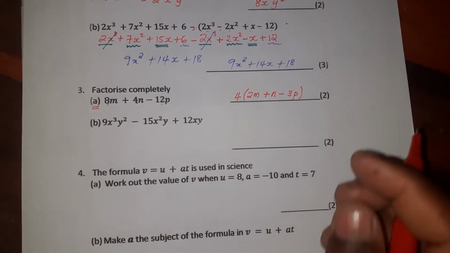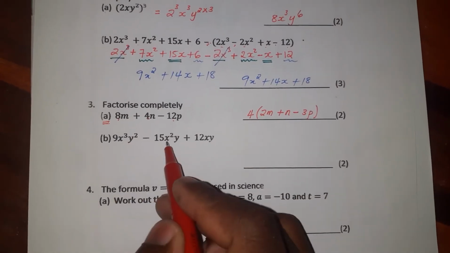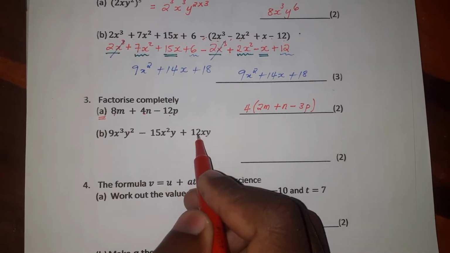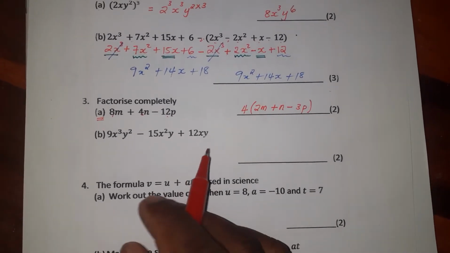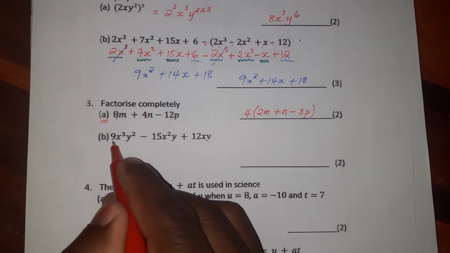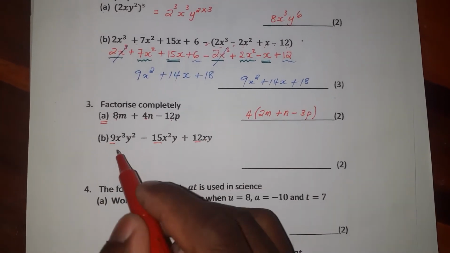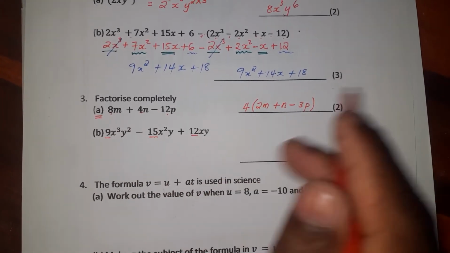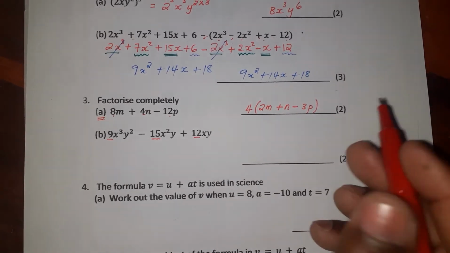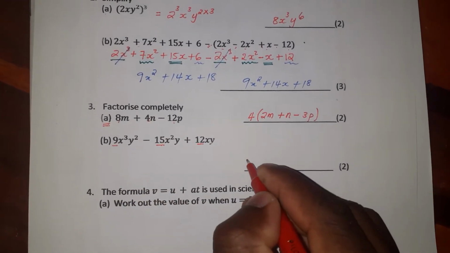And then letter B. Again, we have 3 terms: 1, 2, 3. We still have to factorize by identifying the common factor. Now let's start with 9, 15, and 12. There is a number that can go into 9 and 15 and 12 without leaving a remainder, and that number is 3. Let me write the 3 here.